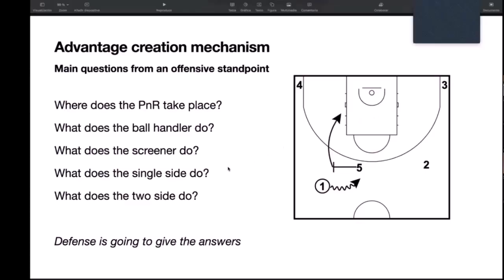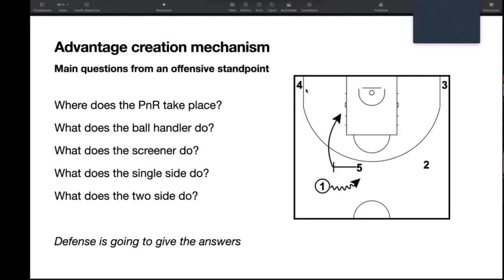What does the single side do? Do we want him to lift? Do we want him to stay in the corner? Where do we want him to lift, just above the break? Do we want him to lift high? When do we want him to lift?